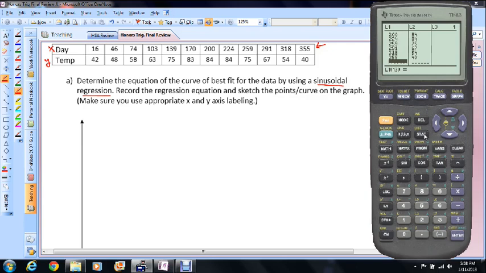Now we're going to hit Stat. We're going to hit Calc. We're trying to calculate the line of best fit or the sinusoidal regression. I'm going to scroll down to, I believe it's option C on my calculator. Might be something different on yours, but it should say SinReg. I'm going to hit Enter, and then I'm going to hit Enter, and our equation should come up.